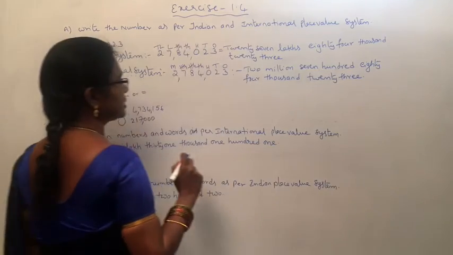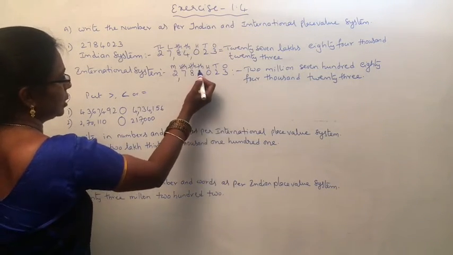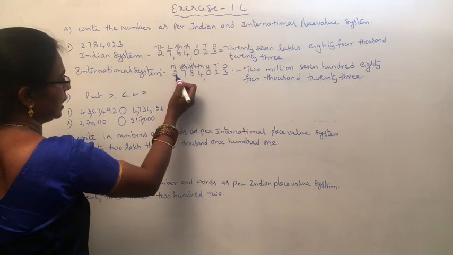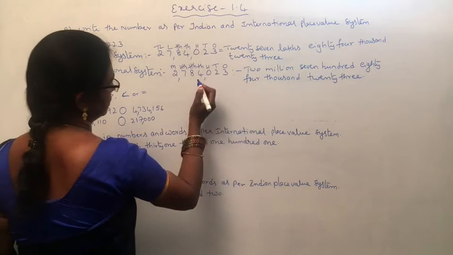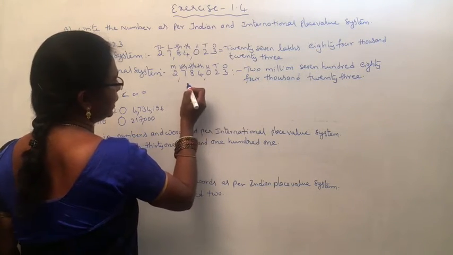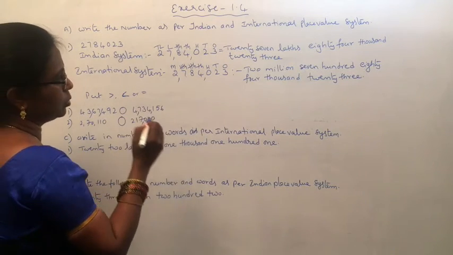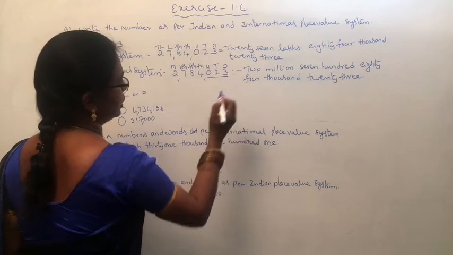In international system, what are the place values? Ones, tens, hundreds, comma, 1,000, 10,000, 100,000, comma, millions. In millions, only one digit, that is 2. Then 2 million. Then in thousands period, three digits are there, 784. Then how to read? 784,000. 23. In ones period, 0, 2, 3 means 23.